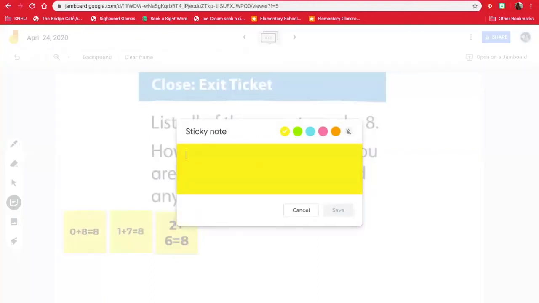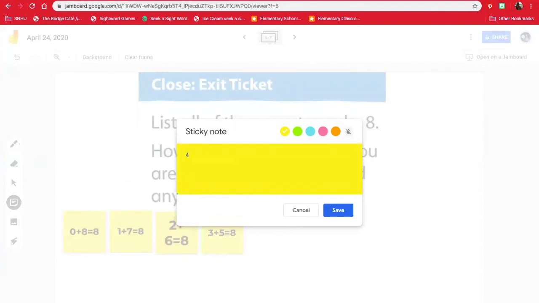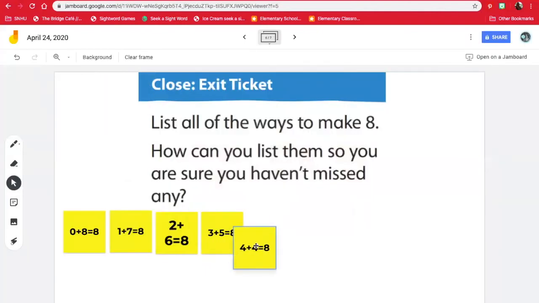Now we add 2. Now let's work with 3. 3 plus what equals 8? Well, if we had 0 plus 8 and then 1 less than 8 is 7, 1 less than 7 is 6, that means we're going to have 5. 3 plus 5 equals 8. So 3 plus 5. Now, what comes after 3? 4. And we know this one because this is a doubles fact. So 4 plus 4 equals 8.